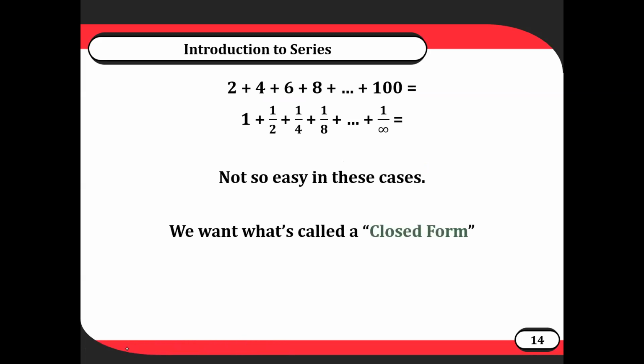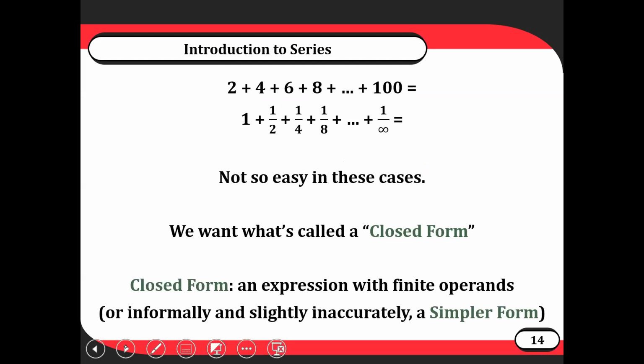So what we want is called a closed form. If you look up closed form, it's called an expression with finite operands, but we sort of abuse that notation. Loosely speaking, we just use it to mean a simpler form, since this is an expression with finite operands, but it's still not very pleasant to work with. So when we say closed form, we mean something easier to work with, generally speaking. Informally, that's what we mean.